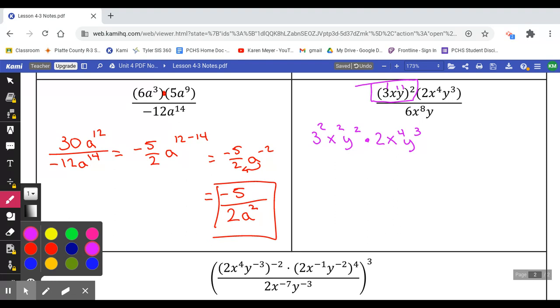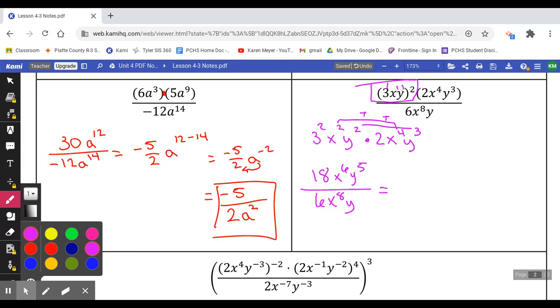So on your calculator or in your brain, we're going to take 3 to the 2nd power, which is 9, and then 9 times 2 is 18. And when you're timesing, you're going to add your exponents. So for x, 2 plus 4 is 6. And we're also going to add our exponents for y, and 2 plus 3 is 5. And then all of that is over 6x to the 8th y.